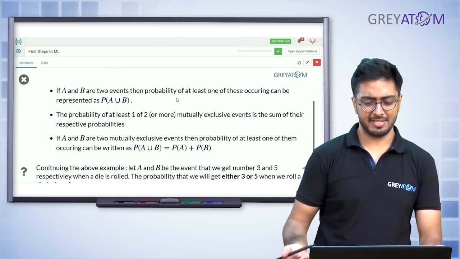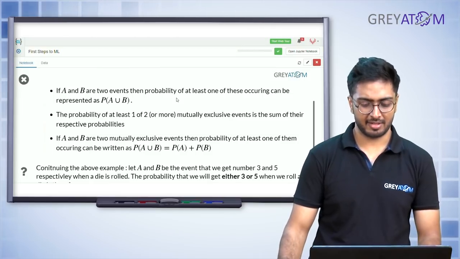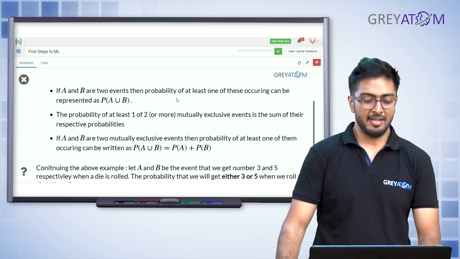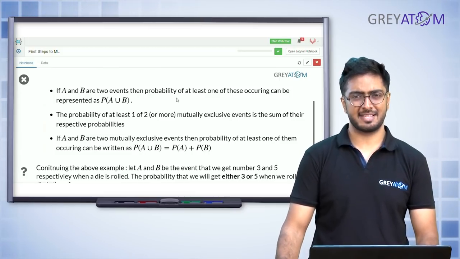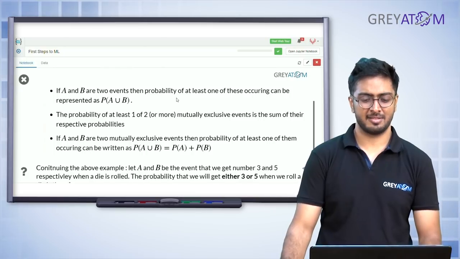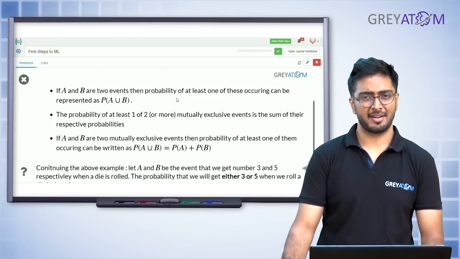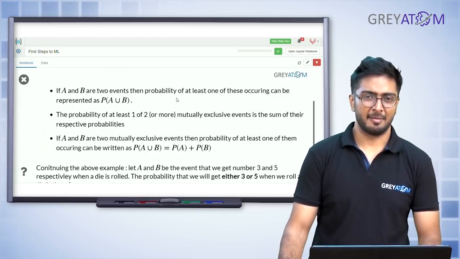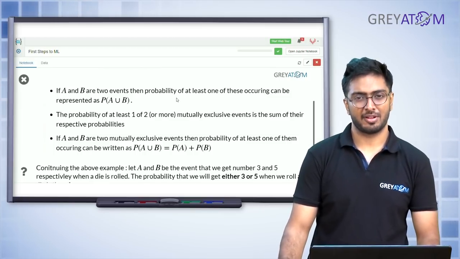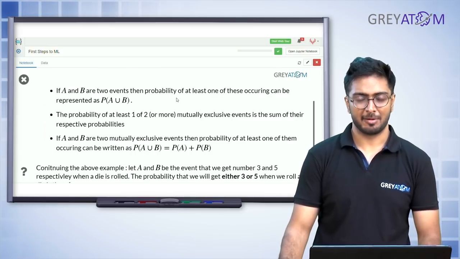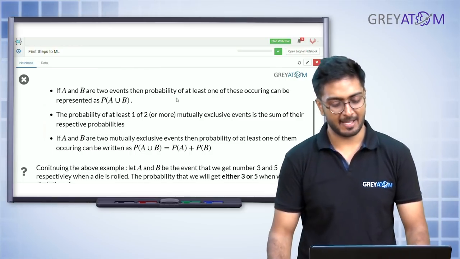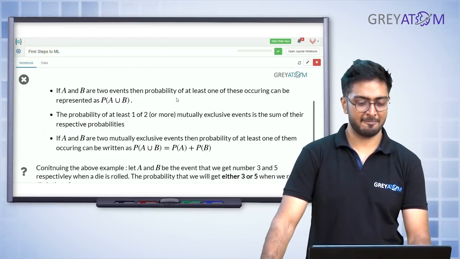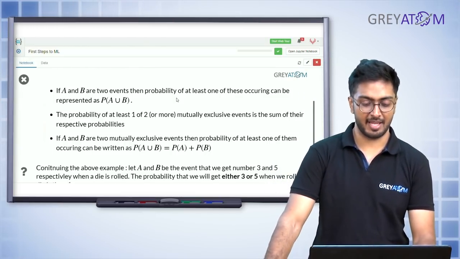If A and B are two events, then the probability of at least one of them occurring can be represented as P of A union B, right? Now, what could these events A and B be? For example, India playing the FIFA World Cup and India playing the Cricket World Cup. Those are two different events, and the probability of at least one of them occurring is given by probability of A union B, right?